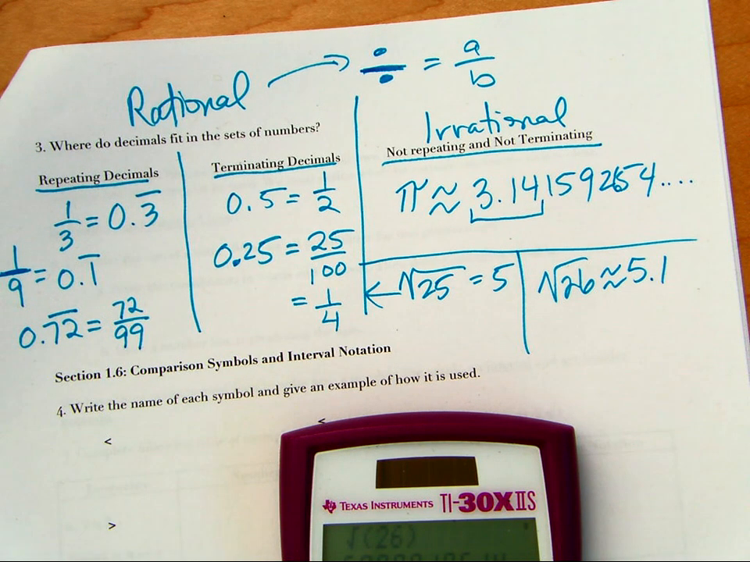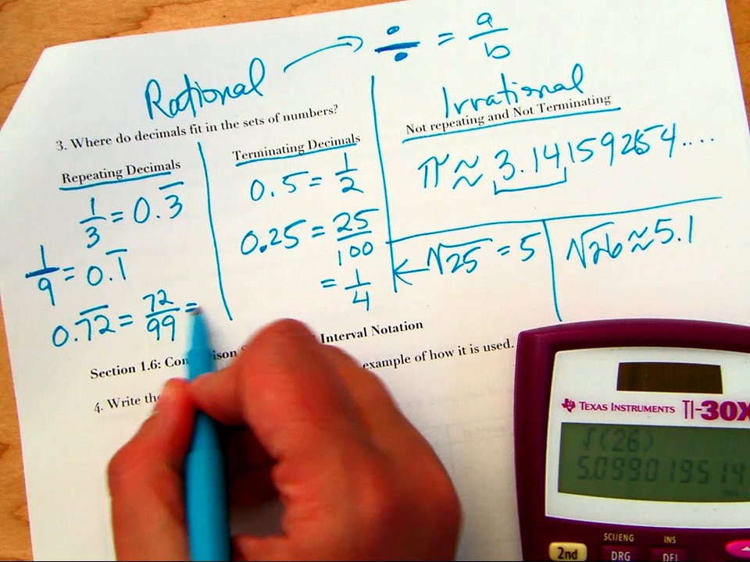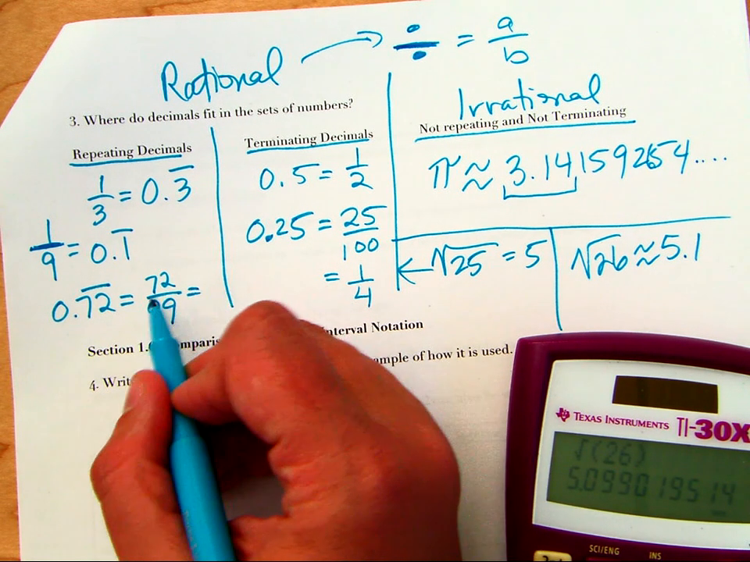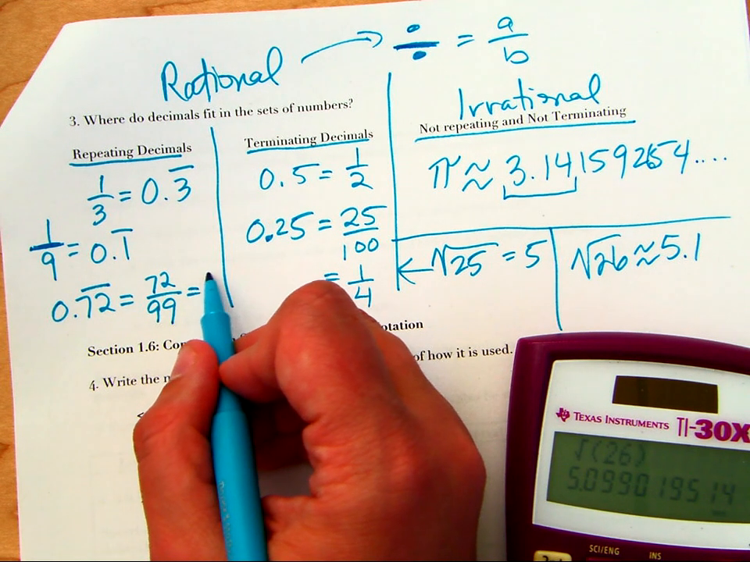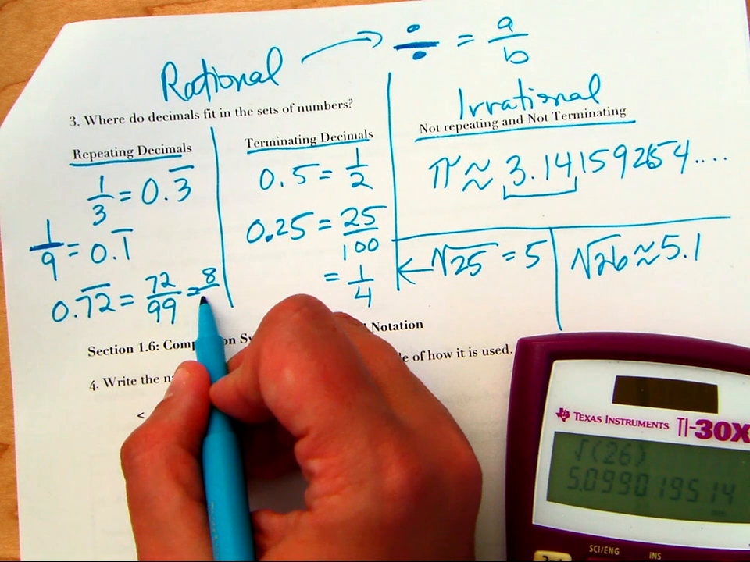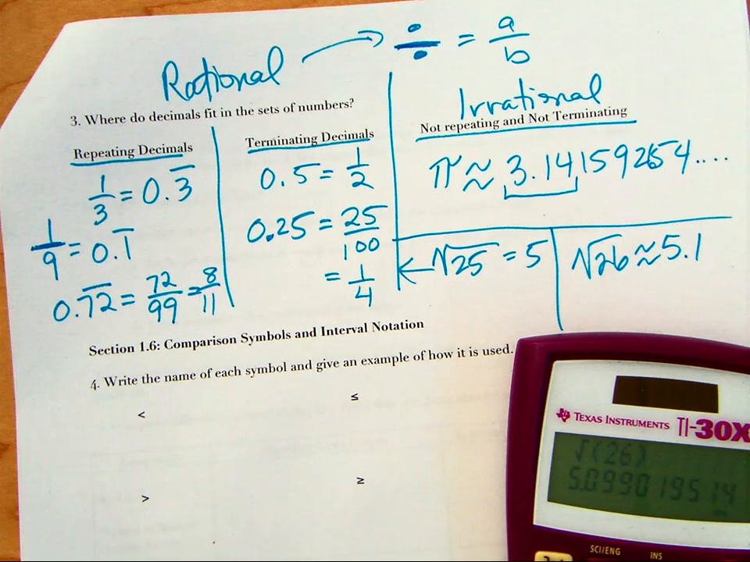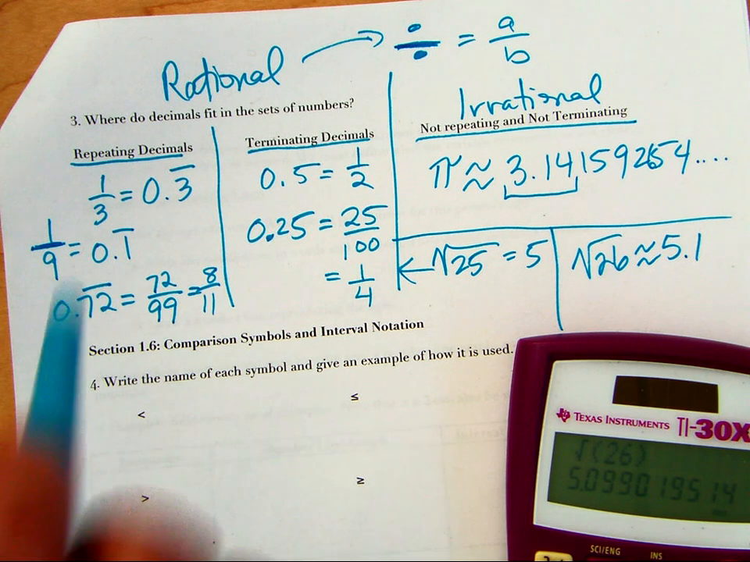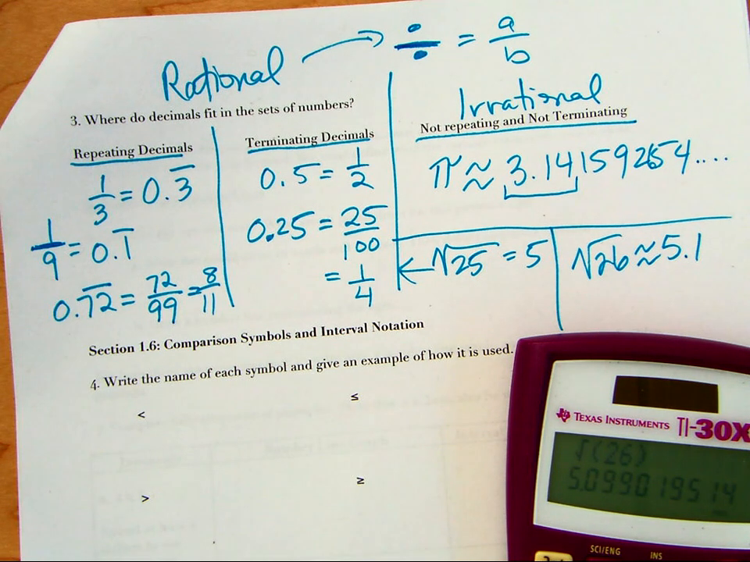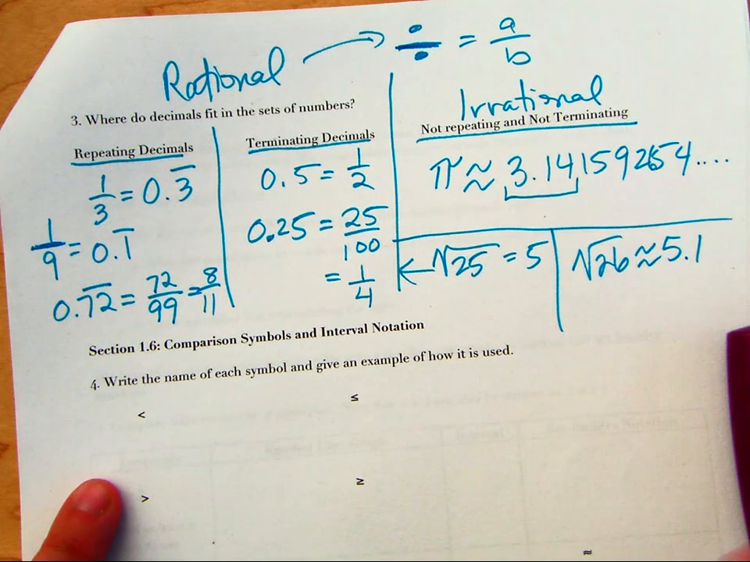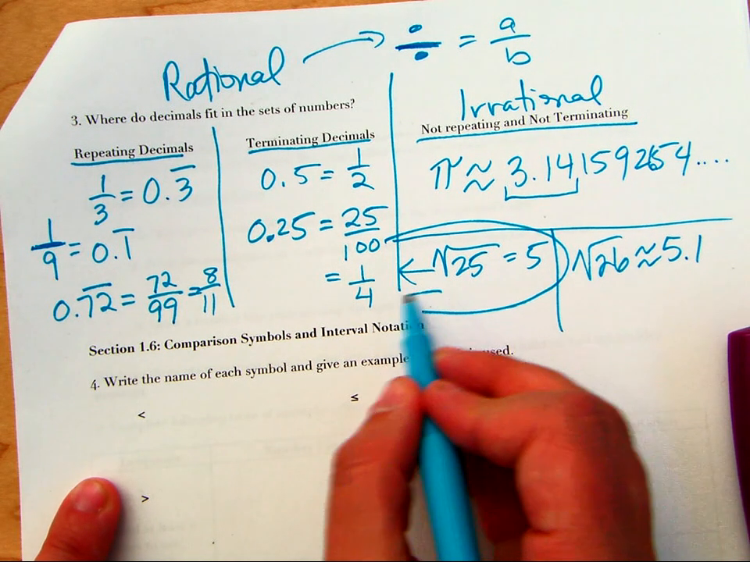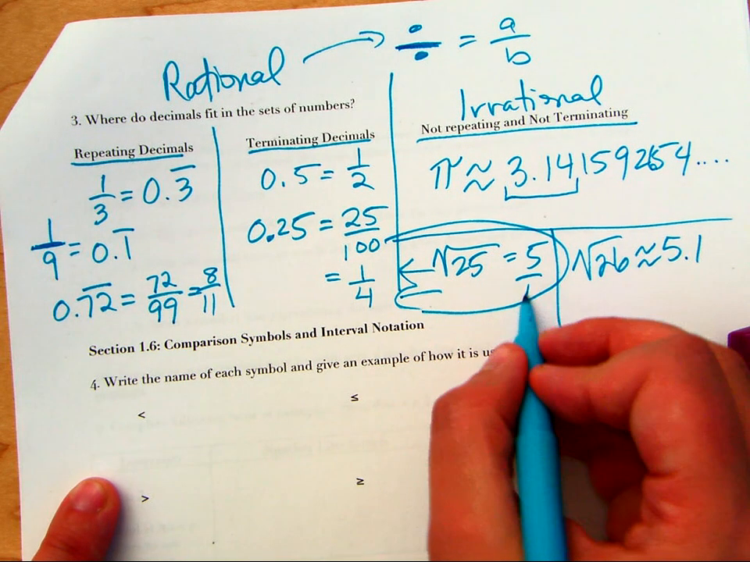And then, by the way, this one, we reduced it, right? What did it reduce down to? Do you remember? To 8/11ths. Does everybody know how I was able to reduce that to 8/11ths? What number goes into both? 9. Okay, so any other questions? This is not irrational. This is rational right here. Because you can write it as 5/1. There, it's a ratio.